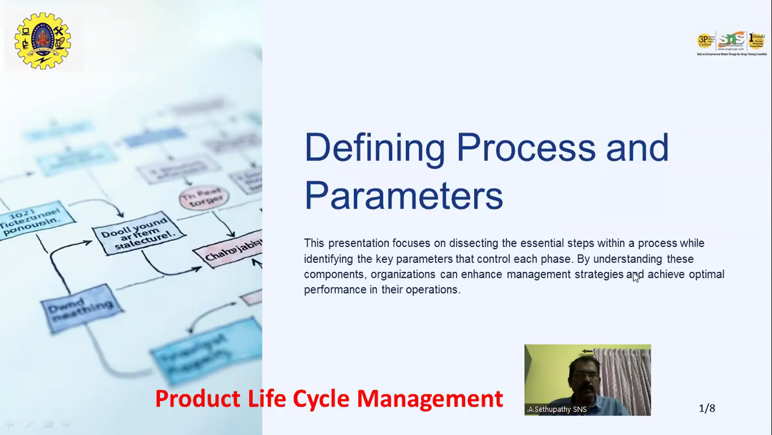Today we are going to see the topic of defining process and parameters. So how do we define a process? In the product lifecycle management course, we define the process as the sequence of operations and steps involved in the product manufacturing system. So this is called the process.